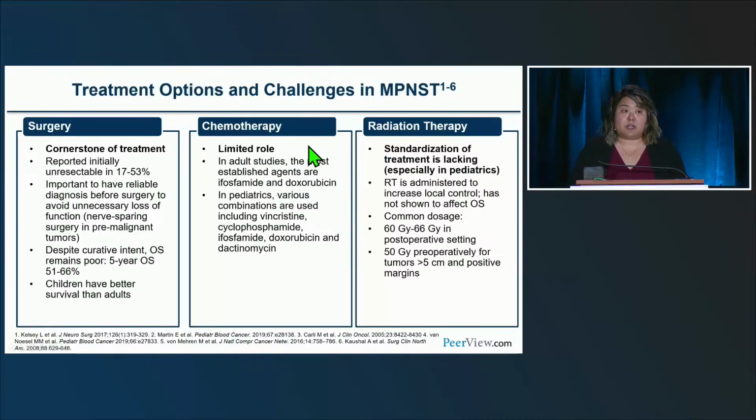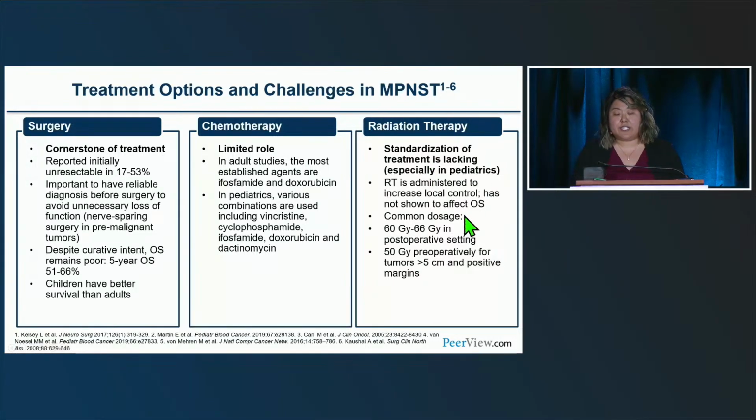In terms of chemotherapy, again, very limited role. In some of the adults, usually ifosfamide and doxorubicin are used as the backbone. In pediatrics, it can vary a little bit more. Some people use vincristine, cyclophosphamide, ifosfamide, doxorubicin, and dactinomycin.